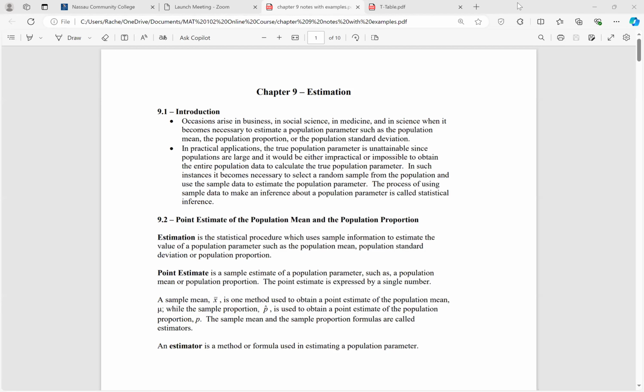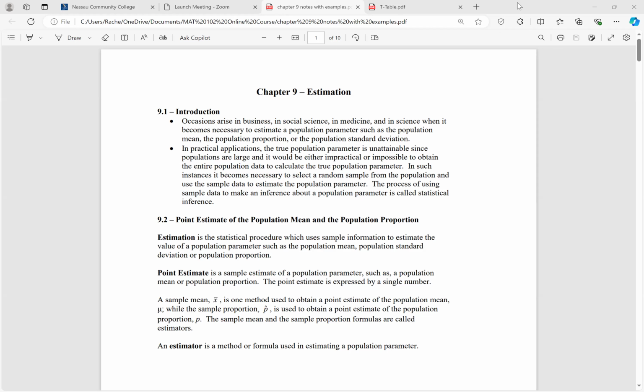Okay, so we are up to chapter 9, estimation. And in this chapter, I'm going to give you a method that's going to let us estimate a population parameter, specifically the population mean or the population proportion. Because remember, realistically, we usually don't have access to an entire population. So we wouldn't be able to calculate a population mean or a population proportion. But what we could do is take a sample and use the sample mean, let's say, to estimate the population mean, and we could use a sample proportion in order to estimate the population proportion.